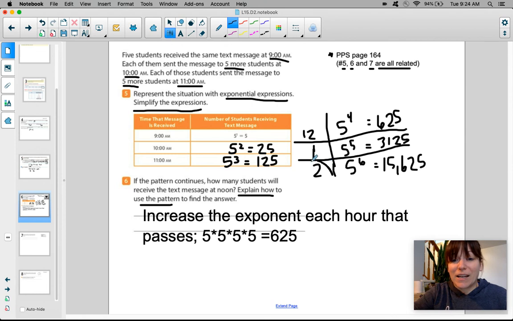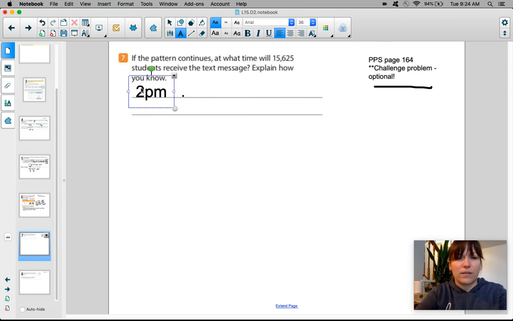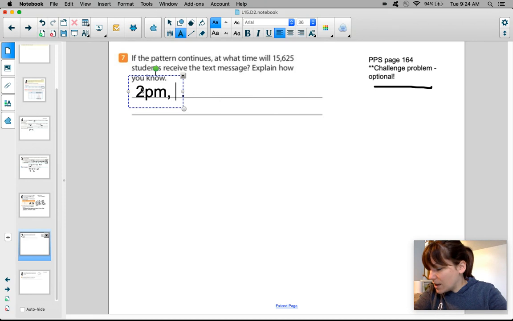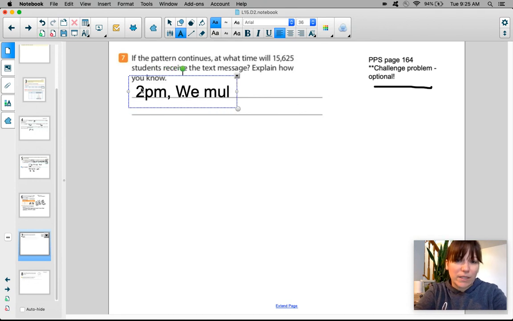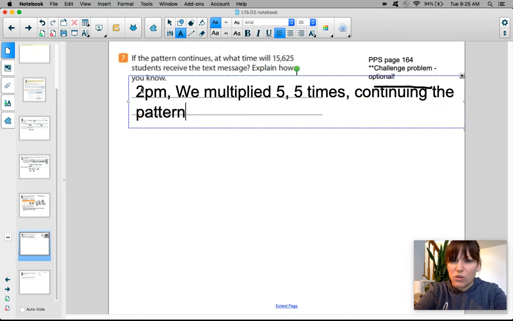So at what time? That would be 2 o'clock. So 2 o'clock. And then an explanation could be we're multiplying. We multiplied 5 times, continuing the pattern. One way that you could have explained it.